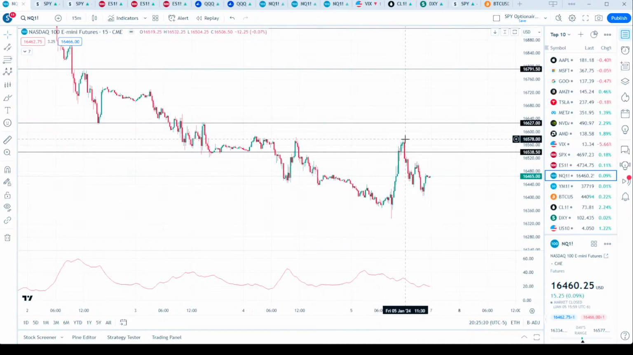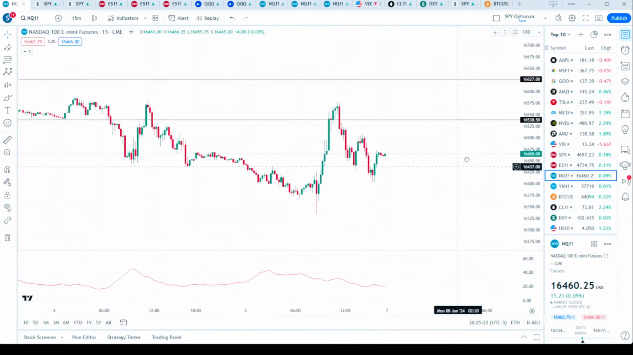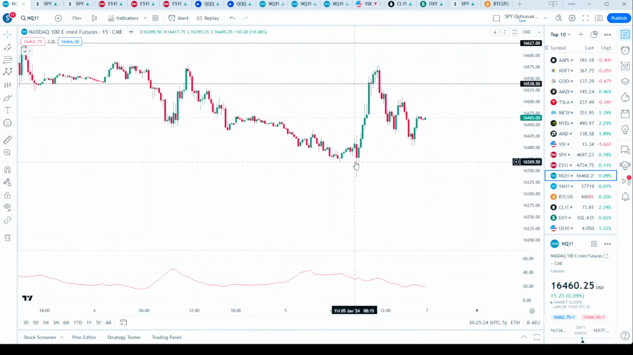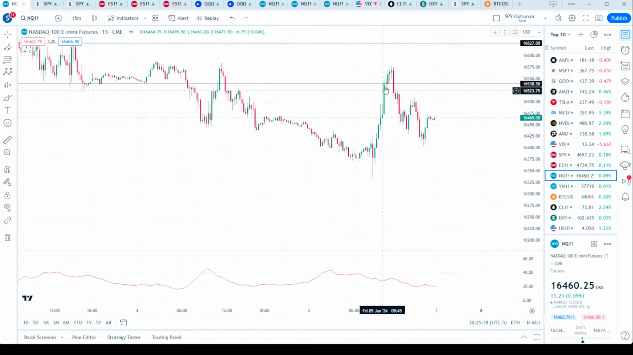So this would be a great example right here. So this was Friday at 8 a.m. You can see we had a huge pump here on NQ, but look at the ADX. The ADX actually was dropping, relatively speaking, at that time. That means this pump that we had right here was not a strong trend. So that's something you can use the ADX for.